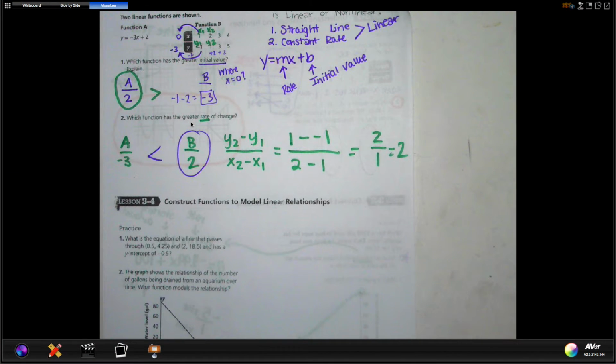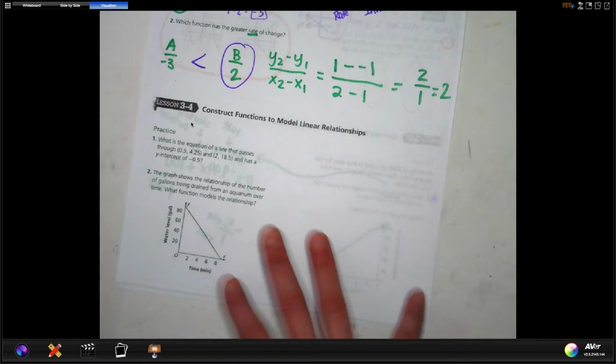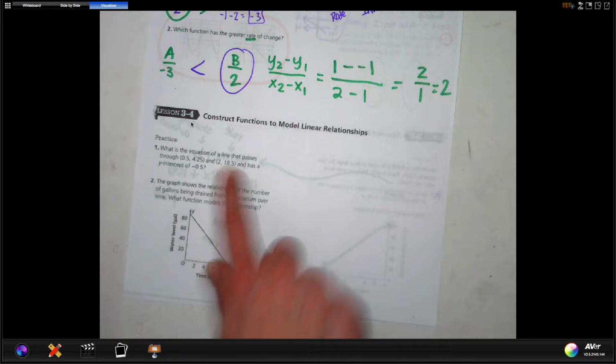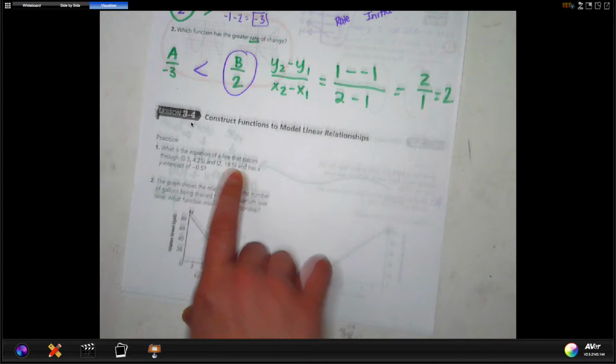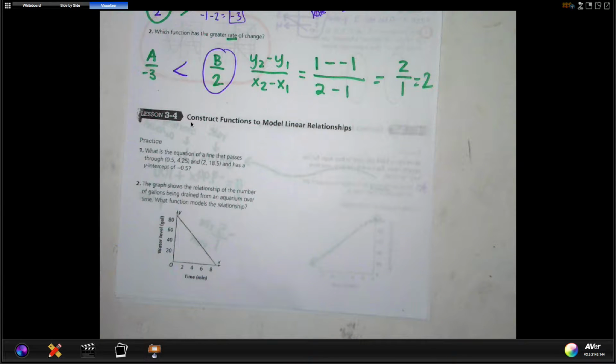Of our test review. So starting with lesson 3-4 now, we're on to the part where we're going to construct functions to model linear relationships. So, two parts to this one. The first is one of the more difficult things that we have done in this class, okay? It says, what is the equation of the line that passes through (0.5, 4.25) and (2, 18.5) and has a y-intercept of negative 0.5. Okay, for every equation, what two things do we need?